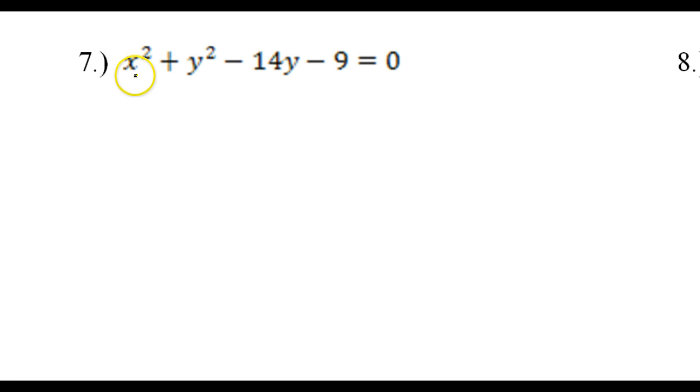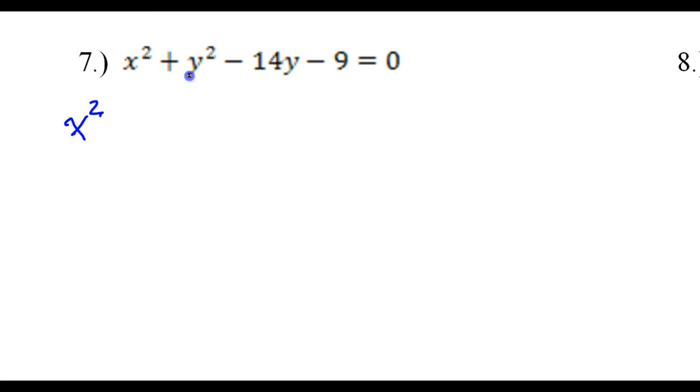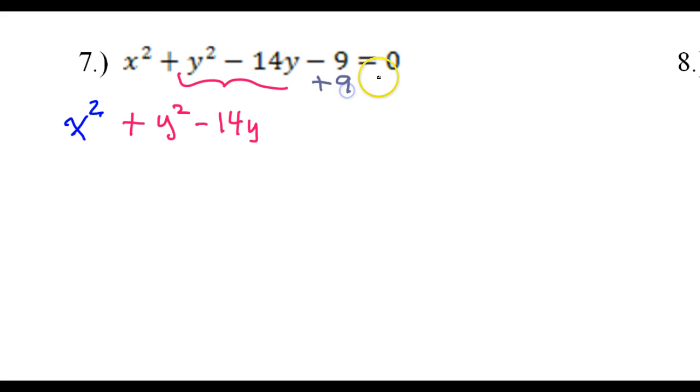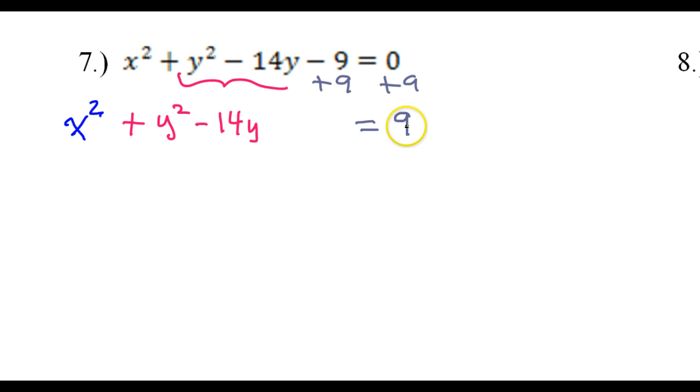So on problem number 7, I have this x squared term, but there's no other x to go next to it. That's okay. I'll just write down my x squared term and it'll just do its own thing. It's flying solo. Actually the y's are already right next to each other. So far I didn't really rewrite anything. So plus y squared minus 14y. All I really need to do is add 9 to both sides to get that out of there. Okay, so that's going to give me equals 9.